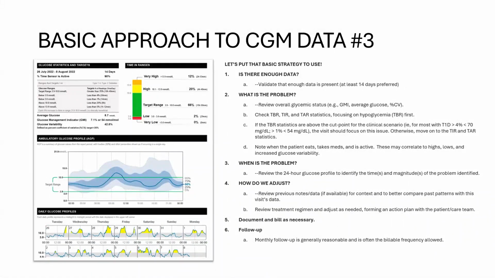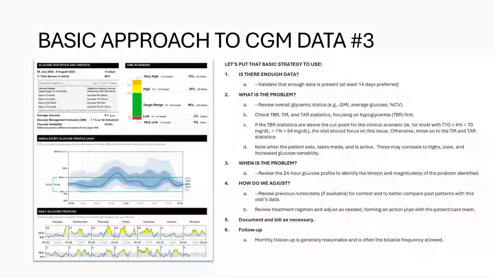Number 3, last one, again, briefly. Is there enough data? Yes, top left, 14 days, time sensors active 90%, so there's no issue there. What is the problem? We look for our lows. We're looking pretty good there, 2% in the low, which is generally above our cutoff. Really, there is 4% for most people, and nothing really being shown in the very low. So we're in pretty good shape there.